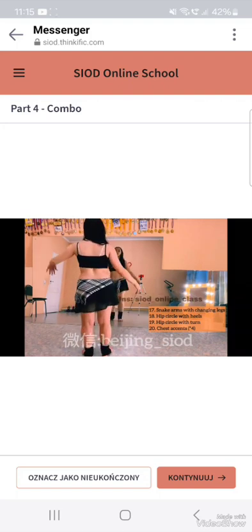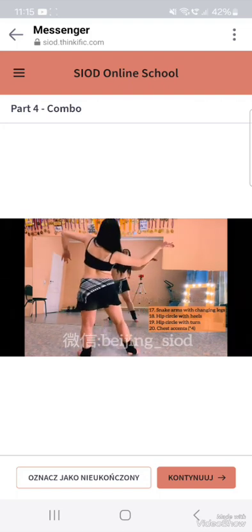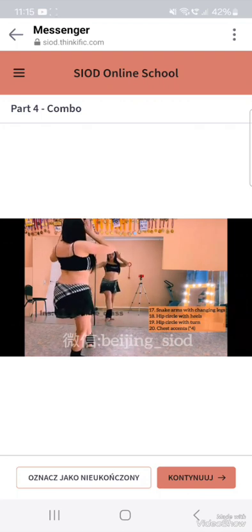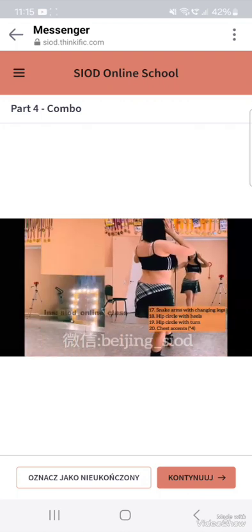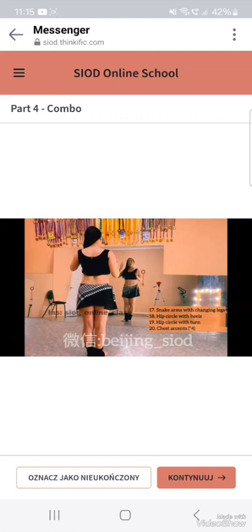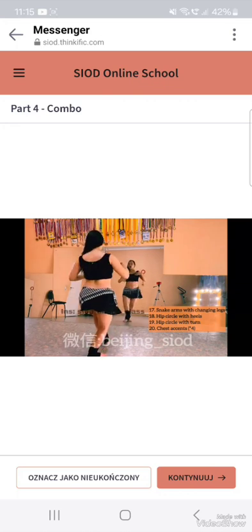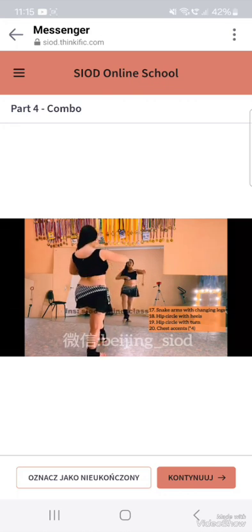So let's repeat everything again. Snake arms, hip circle with turning, 1, 2, 3 and 4. So look, after we finish this movement with the hip circle to the front like that and turn, and then we stand on right leg, left leg is free. Here we make 4 accents down and up, 1, 2, 3 and 4.